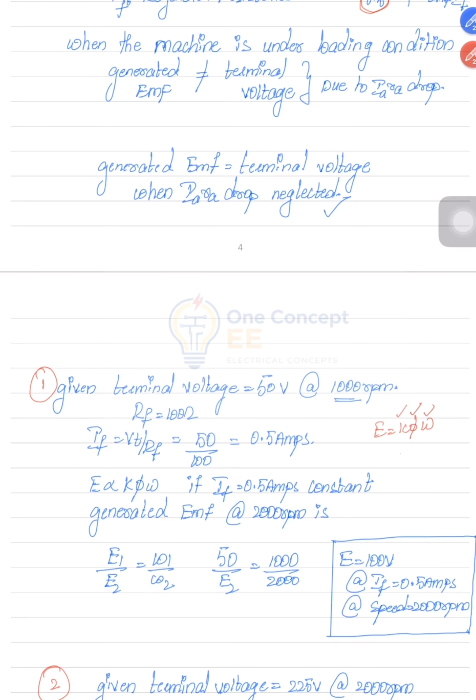Then E1 by E2 equals omega 1 by omega 2, which is N1 by N2. Here the terminal voltage is 50 volts, N1 is 1000 rpm, and N2 is 2000 rpm. We need to find E2. By using this formula, I found E2 is 100 volts at a field current of 0.5 amps and a speed of 2000 rpm.